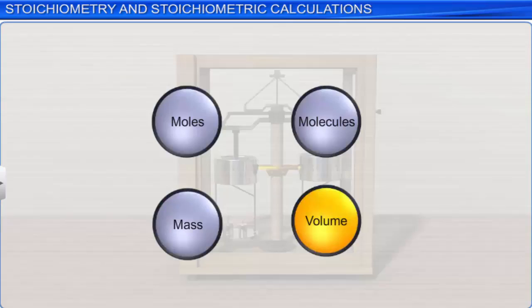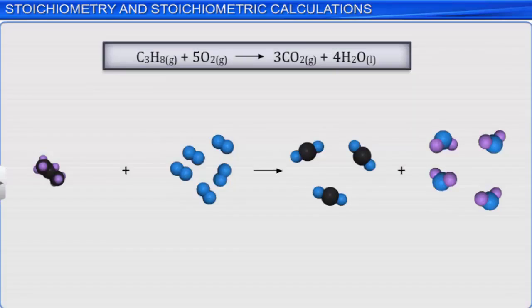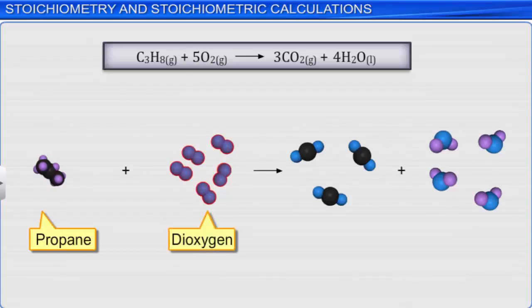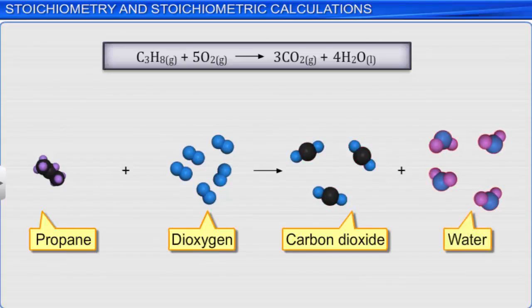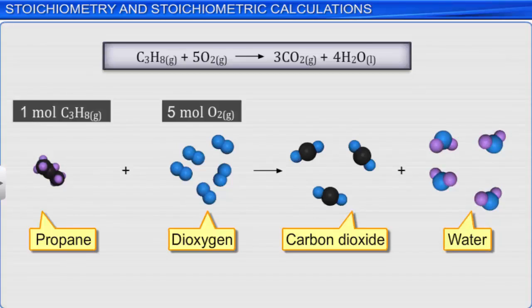For example, according to this balanced chemical reaction, 1 molecule of propane gas reacts with 5 molecules of dioxygen gas to give 3 molecules of carbon dioxide and 4 molecules of water. And 1 mole of propane gas reacts with 5 moles of dioxygen gas to give 3 moles of carbon dioxide gas and 4 moles of water.